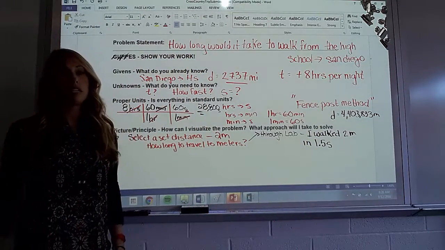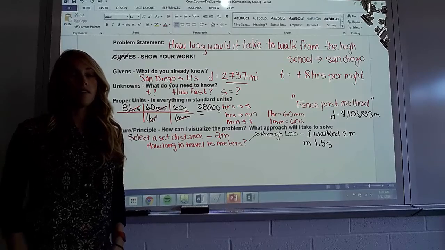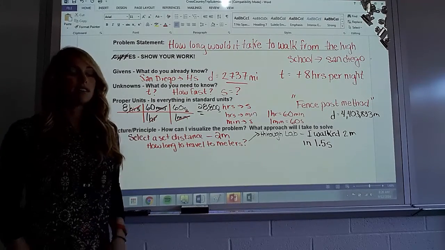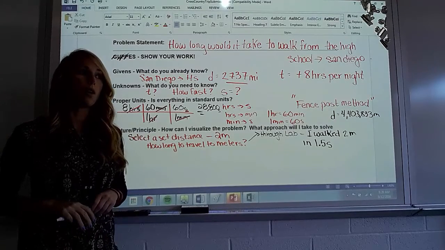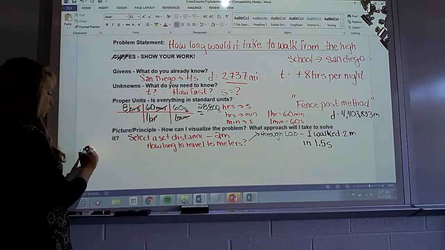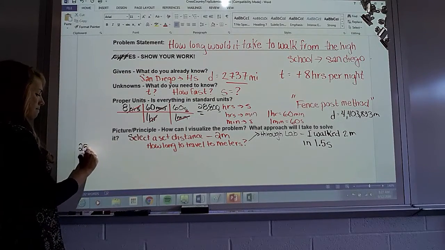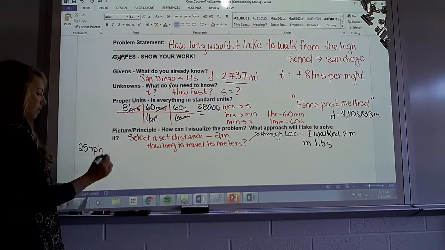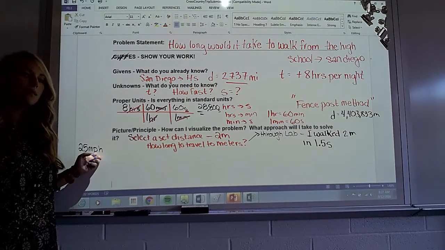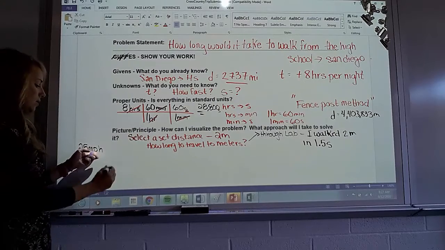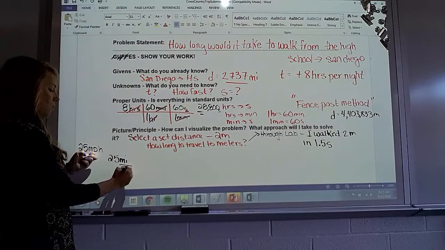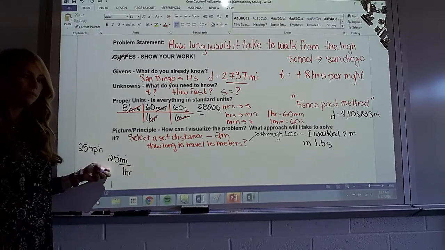So let's think about speed for a second. When you're driving on the highway or walking to school, you might pass signs that say 65 miles per hour or 25 miles per hour. And what does that mean? 25 miles per hour. When we use the word per in math class, that really means division. So this means that I traveled 25 miles in 1 hour.